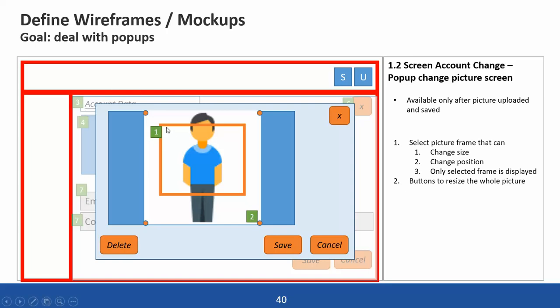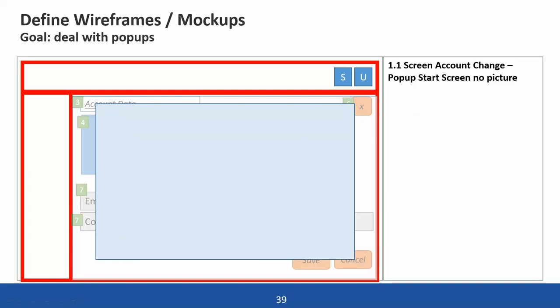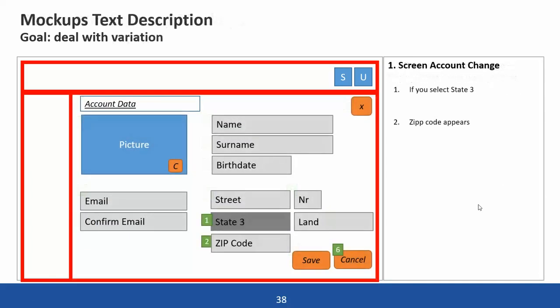And also, what does the pop-up look like if you have already uploaded a picture? You can see there are new elements. Here you can select the frame of a picture, and also here buttons to increase or decrease the size of the picture. So you can see, every different functionality that appears on a side, by a pop-up, by a change, by a variation, no matter, you have to draw it. Then it's really a good description. You can see it here.